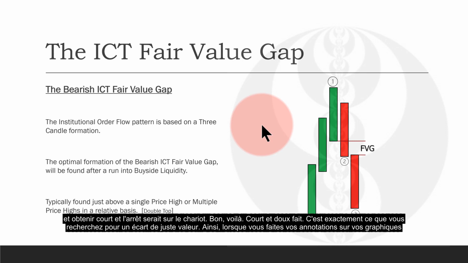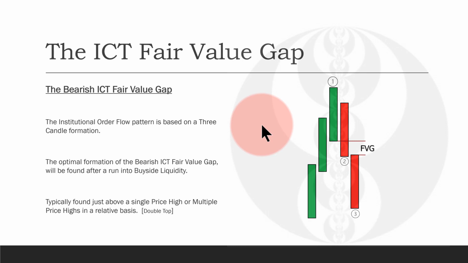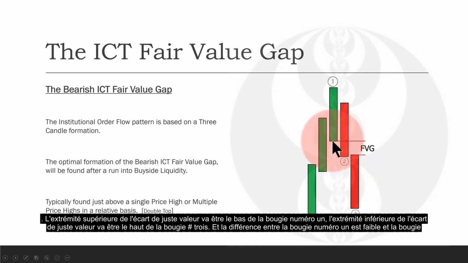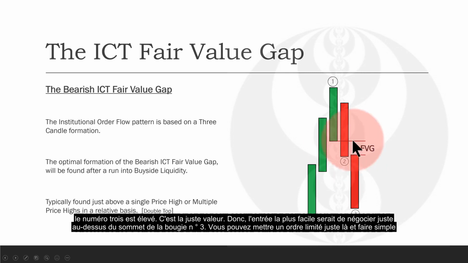That is exactly what you're looking for, a fair value gap. So when you're doing your annotations on your charts, this is what you want to be doing. All your back testing, label number 1 candle, the number 2 candle is always going to be where the gap resides. And then the number 3 candle gives you the lower end. The upper end of the fair value gap is going to be the low of candle number 1. The lower end of the fair value gap is going to be the high of candle number 3. And the difference between candle number 1's low and candle number 3's high, that's the fair value gap.